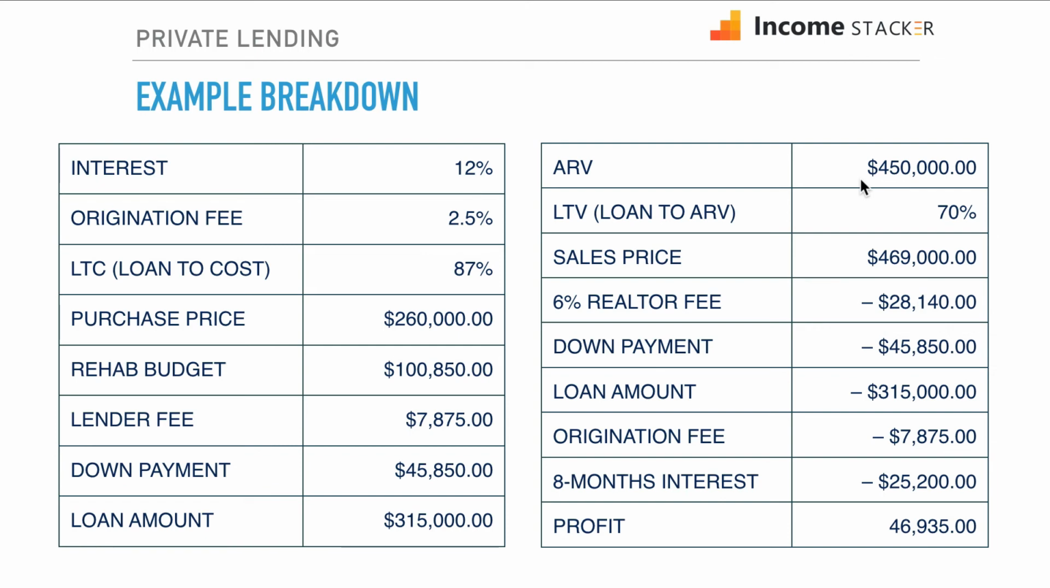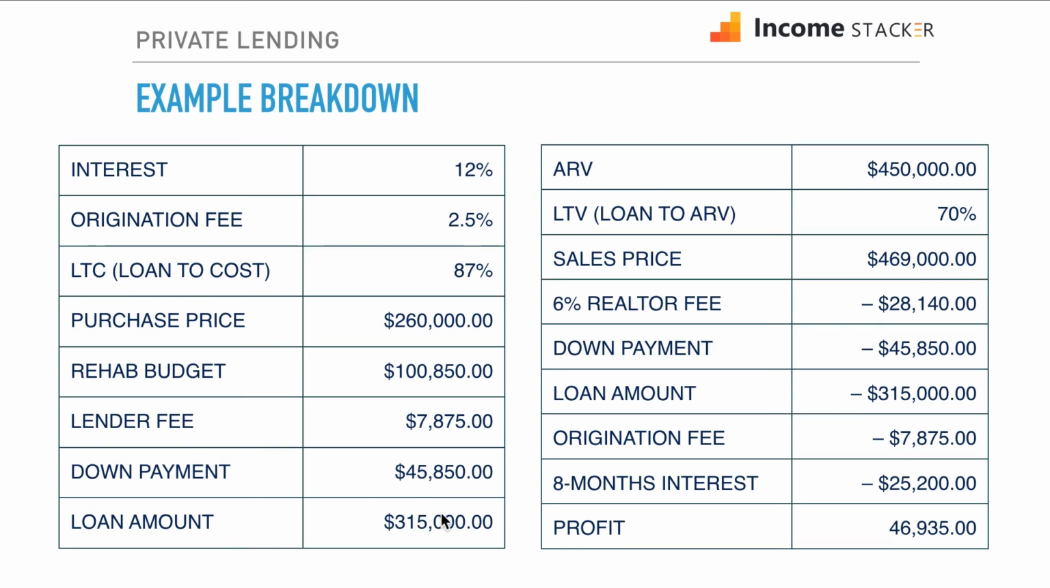Therefore, the rehabber has to bring a down payment of roughly $45,000 to get the loan to value back to 70% or smaller. So if you take $315,000 and divide by $450,000, you get 70%. And $315,000 is derived by taking the $360,000 and subtracting out $45,000. So again, that's how the rough numbers go.